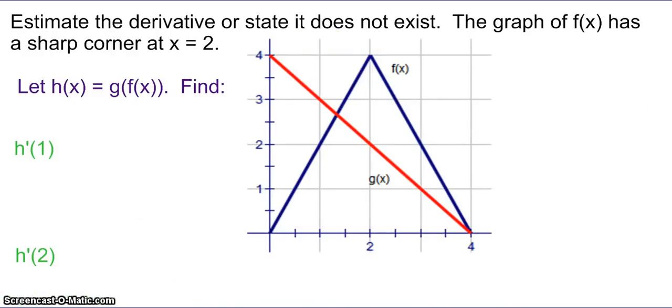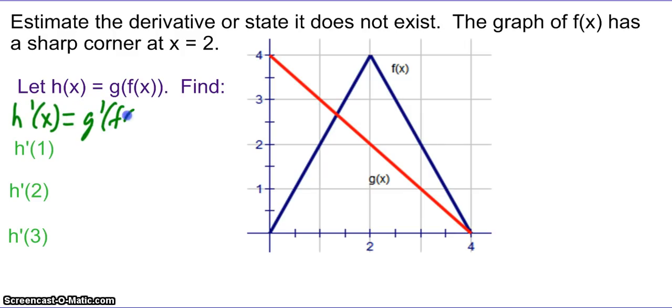Alright, so here we are in part 2, and given the same function g of x and the same function f of x, where there's a sharp turn at 2 for f of x, I want you to find h prime of 1, h prime of 2, and h prime of 3 if h of x now is g of f of x. So this means that h prime of x is g prime of f of x times f prime of x.